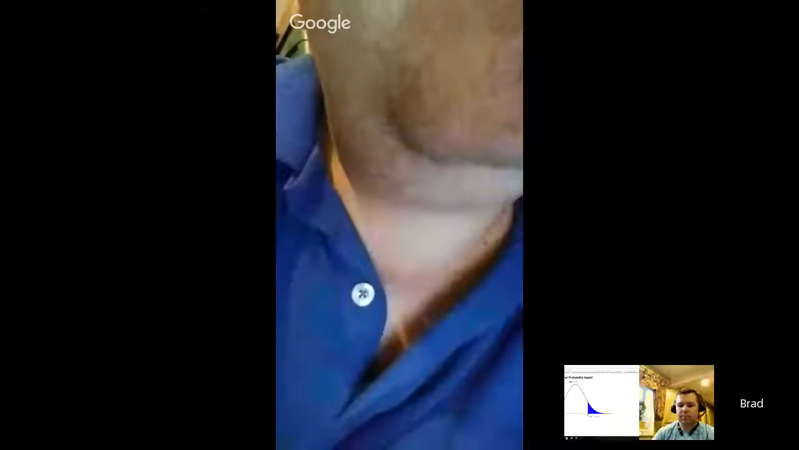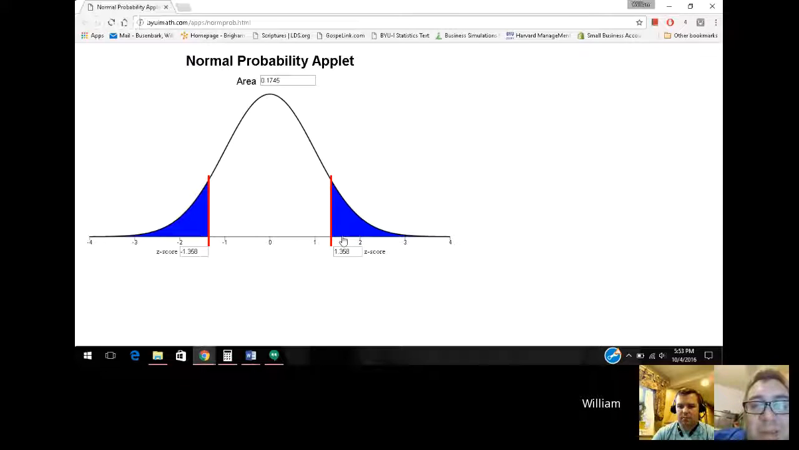Can you see my screen, Brad? Yes. So we got the z-scores on each side, and then they just want the combined total under the right side and the left side. Okay, sounds good. All right, William, let's go in the same order we did with the last one, and you take on this next question. Okay, let me get back to the questions.